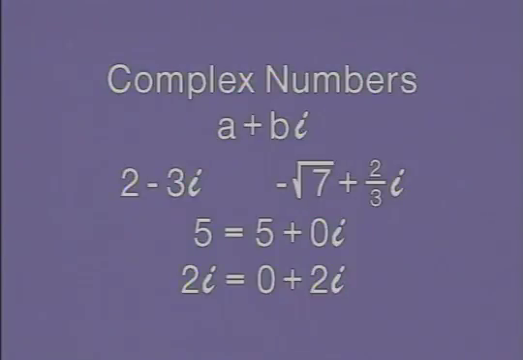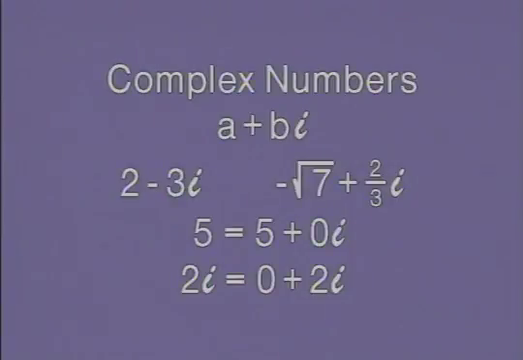Okay? Another example, just to show you that we can have fractions and even square roots in our complex number, is to the right of it. Negative square root of 7 plus 2/3 i. The negative square root of 7 is the real part, because if you square the negative square root of 7, you get 7. You get a positive number. The imaginary part, of course, is plus 2/3 i. You square that, and you get negative 4/9. The negative coming from the i squared, the 4/9 from the 2/3 squared. So we have an imaginary part, the 2/3 i, and a real part, the negative square root of 7. Together they make a complex number.